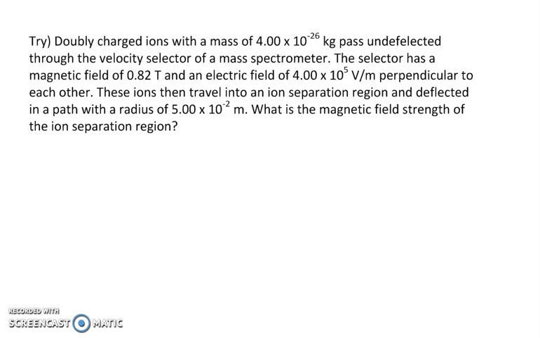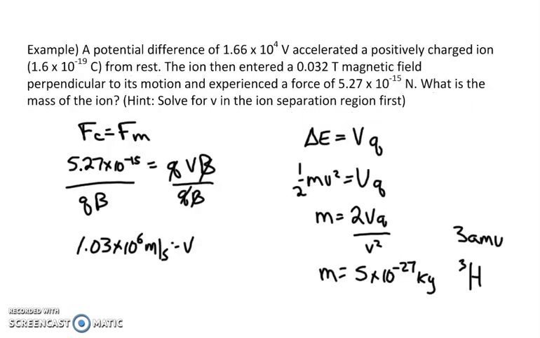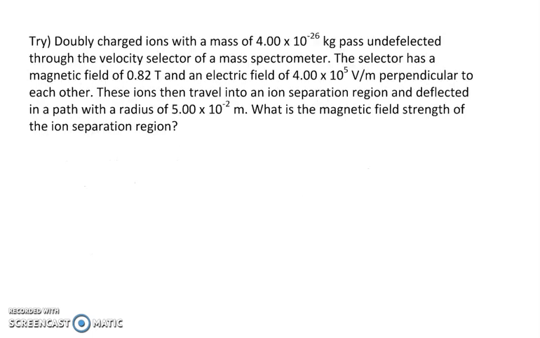One last one for you to try. Here, doubly charged ions, mass of 4 times 10 to the negative 26 kilograms, pass undeflected. The selector has a magnetic field of 0.28 teslas and an electric field of 4 times 10 to the 5 volts per meter. And so it's undeflected in this area of the velocity selector. They travel into the separator, deflecting with a path here. And we want to know what is the magnetic field strength in the ion separation unit. Pause the video, check this out, see if your answer matches.